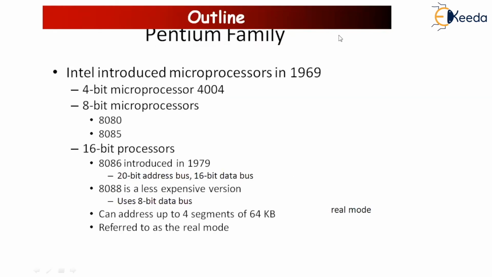Let us see. The first processor that was introduced by Intel was way back in 1969. In 1969, Intel designed a processor which was called 4004. This 4004 was a 4-bit microprocessor.